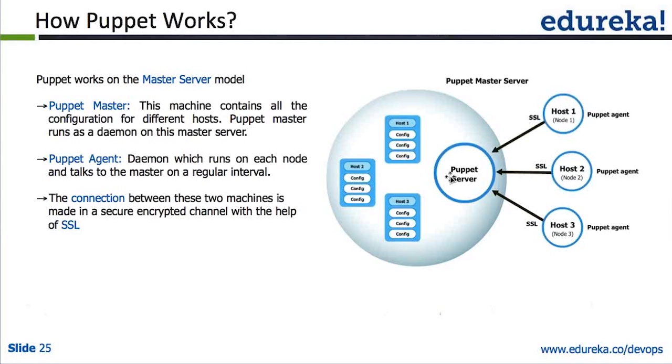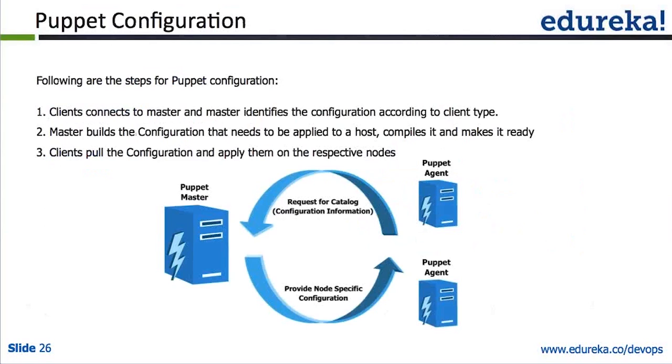Puppet agents, in this case, are all the different nodes connected to the master, which need to pull the configuration from the master. The connection between Puppet master and agent is through SSL, so it is a secure channel. You don't need to worry about whether someone is intercepting anything in between. With Puppet configuration, you have the Puppet master and multiple agents, which pull the data based on the configuration you have made on the master, store it locally, and then refresh in case there is any change on the master side.